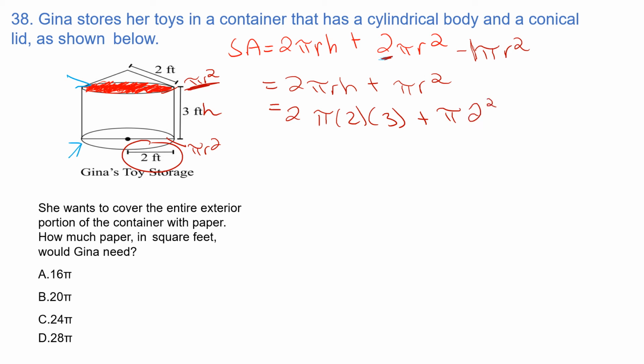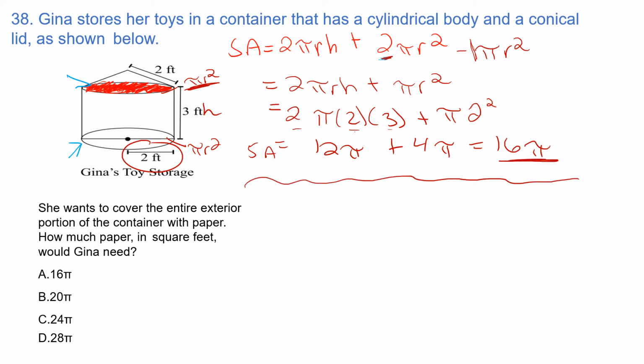So I'm just simplifying this. 2 times 2 is 4. 4 times 3 is 12. So 12 pi plus 2 squared is 4. That is 4 pi. And so the surface area of this cylinder is 16 pi. So that's only a portion of what we need. Now we have to find the surface area of the cone.